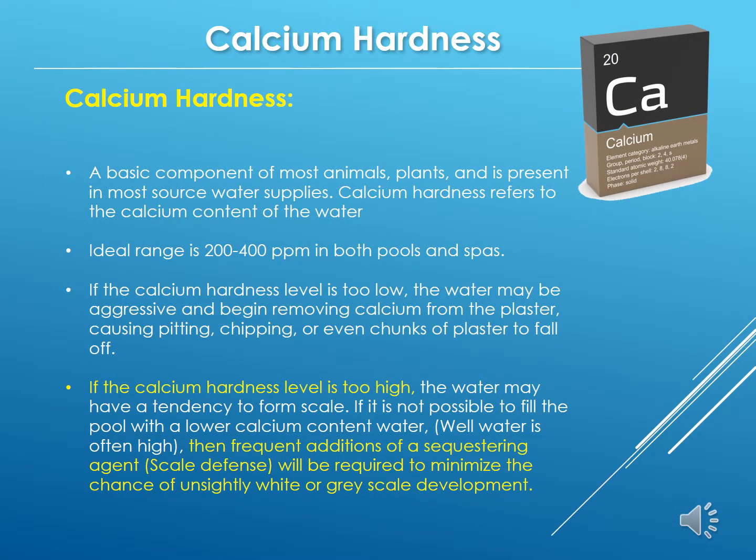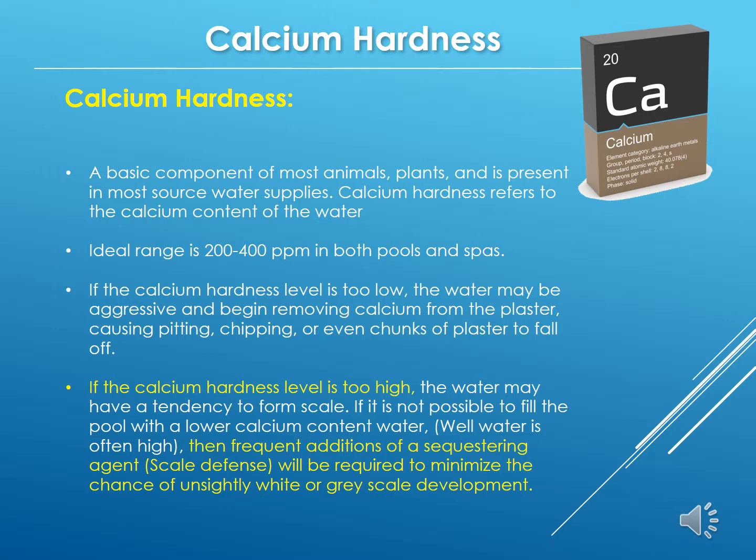Calcium hardness is a basic component for most animals and plants, and it's present in almost all source water supplies. Calcium hardness refers to the calcium content of the water. The ideal range for pools is between 200 and 400 parts per million. If the calcium hardness level gets too low, the water becomes aggressive and will actually start leaching or sucking the calcium out of the plaster, causing pitting, chipping, or even chunks of plaster just to fall off in the pool.